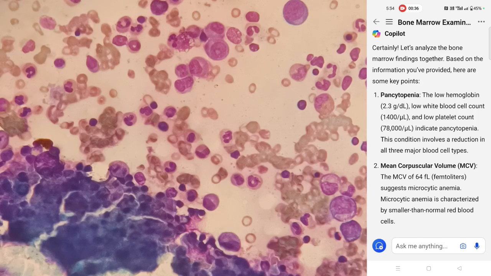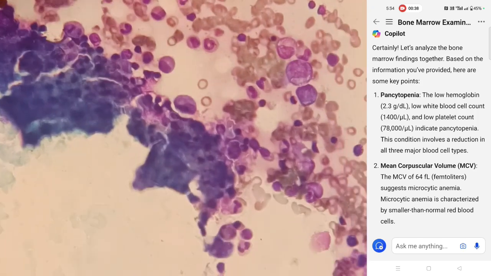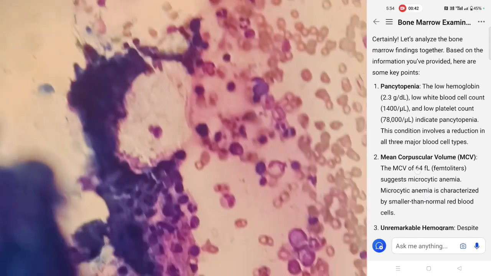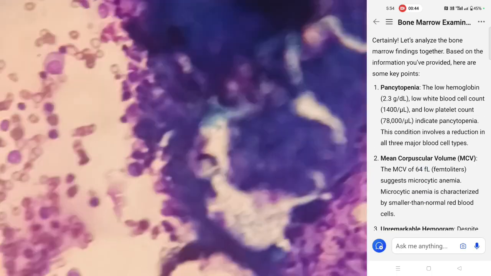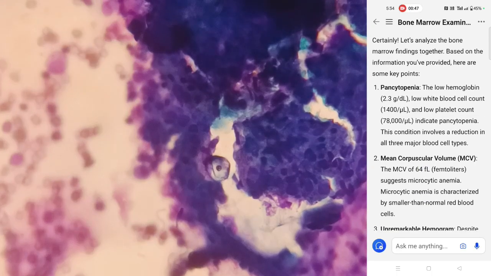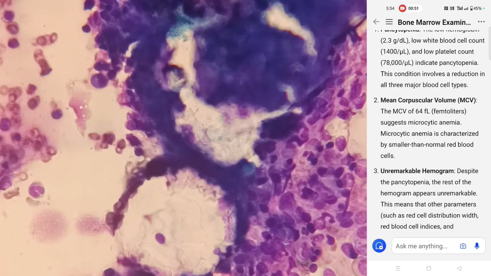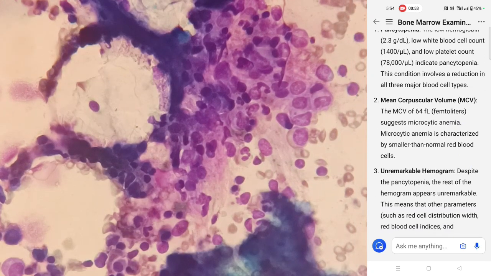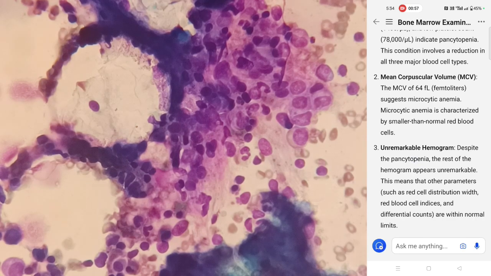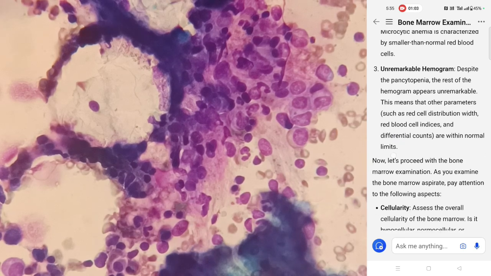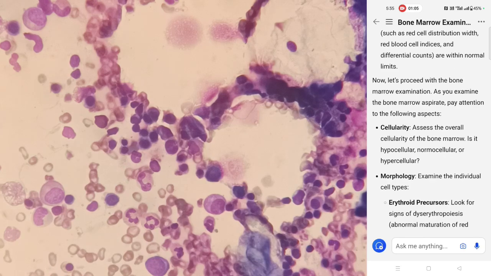Certainly, let's analyze the bone marrow findings together. Based on the information you have provided, here are some key points. It has discussed pancytopenia. It has also suggested that low MCV means microcytic anemia, and otherwise, if the hemogram is unremarkable, this means the values are within normal limits. Now let us proceed with the bone marrow examination.